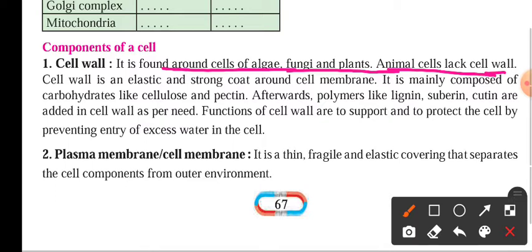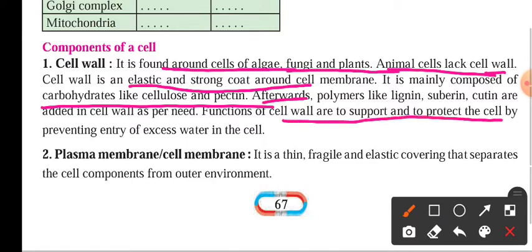The cell wall is an elastic and strong coat around the cell membrane. It is mainly composed of carbohydrates like cellulose and pectin. The main function of the cell wall is to support and protect the cell by preventing the entry of excess water into the cell.